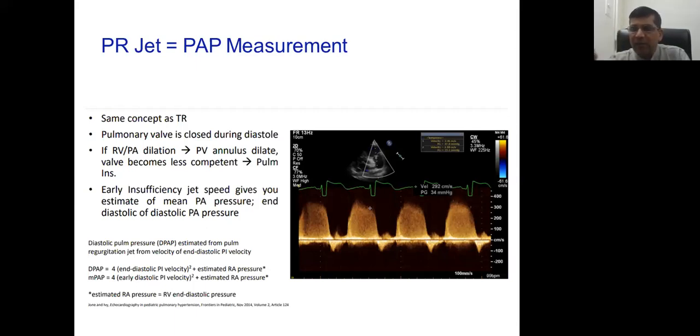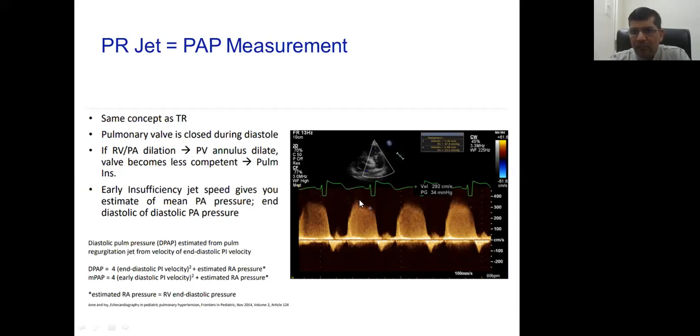Especially in preterm BPD pulmonary hypertension, you will not see TR, you will not see PR, you will not see the PDA also. So there are other methods. So this PR method, again, this is the short axis view. In the short axis view, put up CW, you get this velocity.